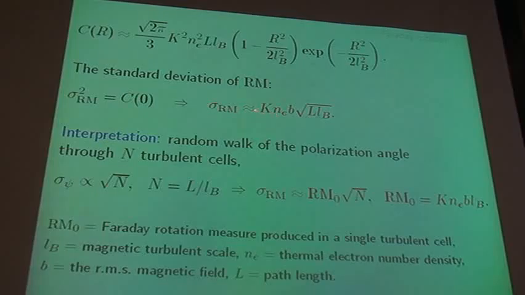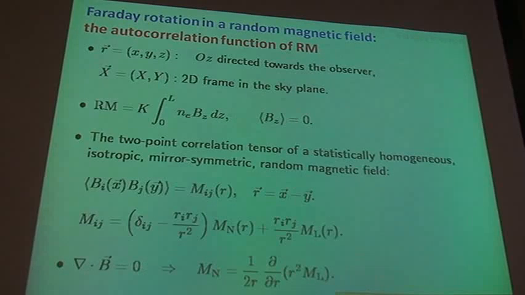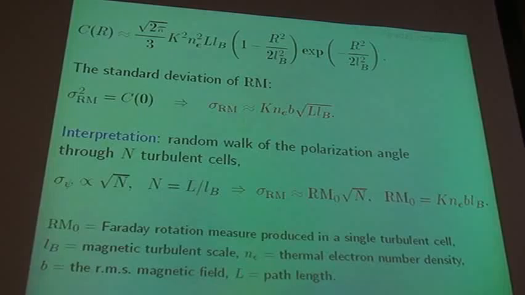K is a physical constant, and n_e is the RMS value of electron density. B is the RMS value of the magnetic field. Look at this square root. L_B is the scale of the magnetic field, and L is the line of sight. This is the distance over which you integrate. This means that the bigger the region, the stronger will be the scatter in RM.